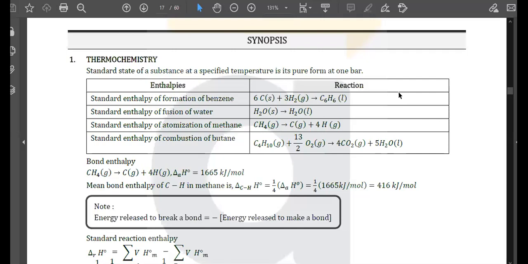Depending on that, the name of the enthalpy will change. For example, if something is formed, then it is enthalpy of formation. If something is converting from one phase to another, then it is enthalpy of phase transformation. If a molecule is breaking down into atoms, it is enthalpy of atomization. If something is being combusted, it is enthalpy of combustion. In the same way, we have enthalpy of neutralization, resonance energy.